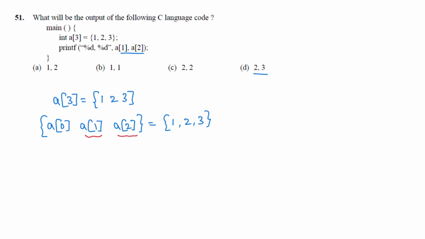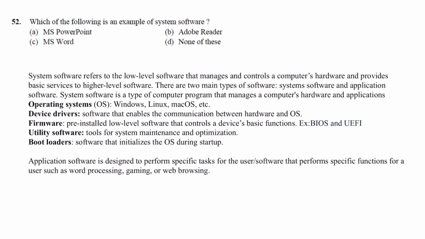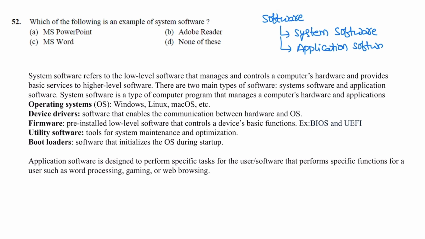Next question. Which of the following is an example of system software? So generally software is classified into two types, a broad classification: system software and application software. System software refers to low level software.